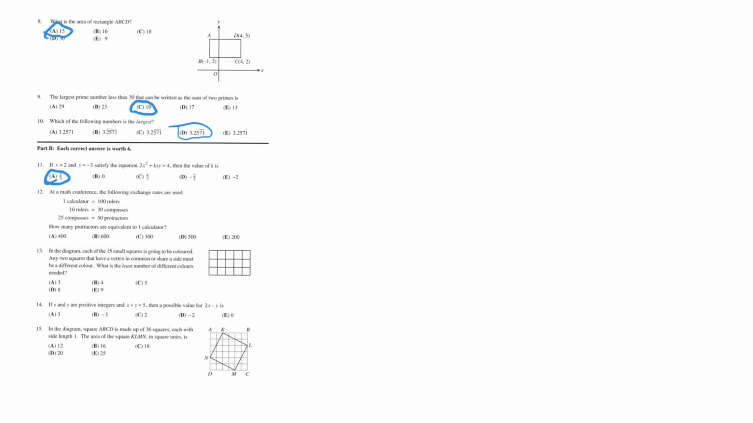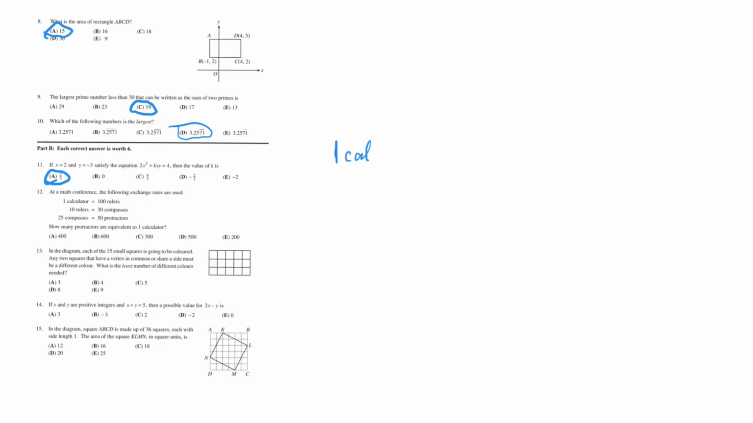Number 12. At a math conference, the following exchange rates are used. 1 calculator equals 100 rulers. 10 rulers equals 30 compasses. 25 compasses equals 50 protractors. How many protractors are equivalent to 1 calculator?